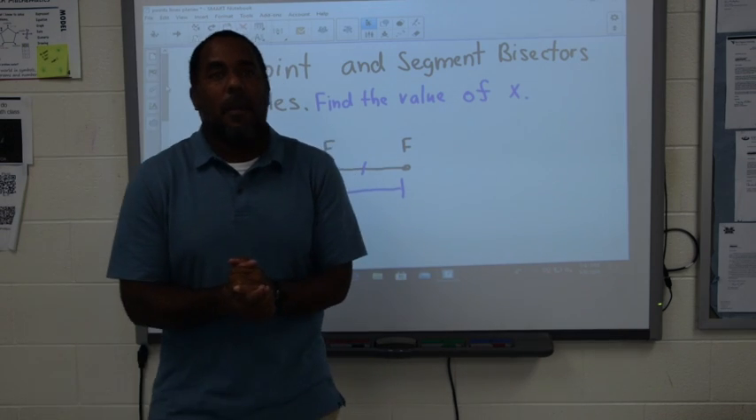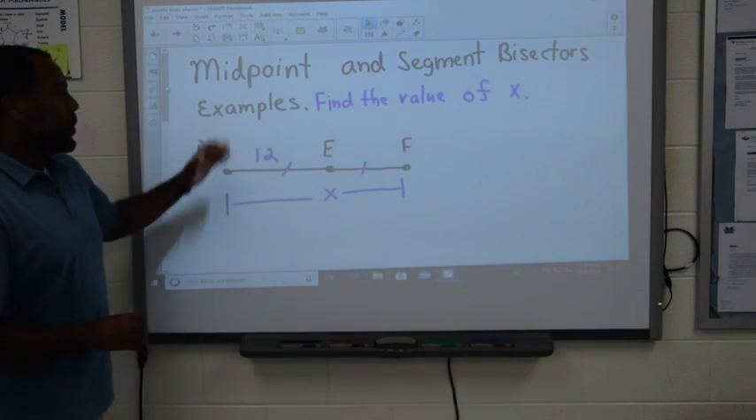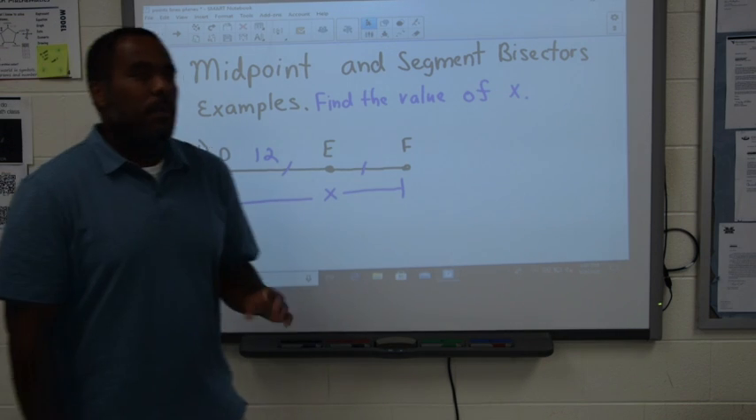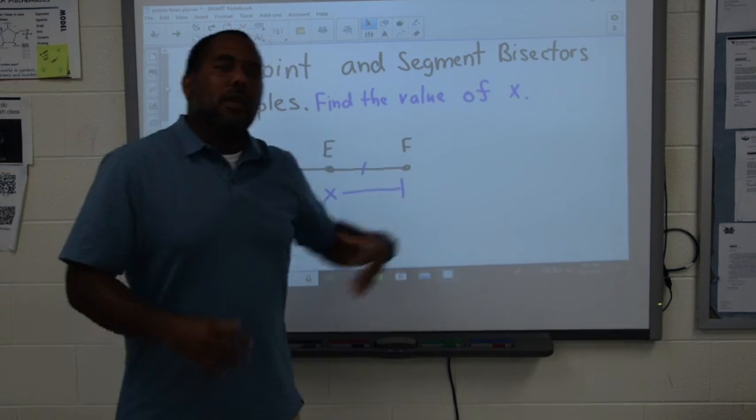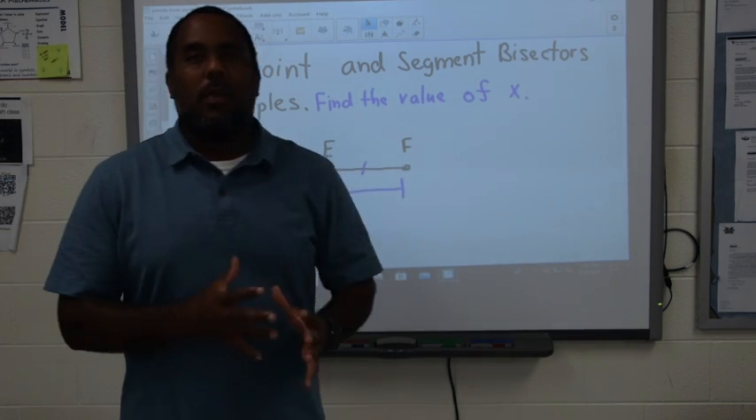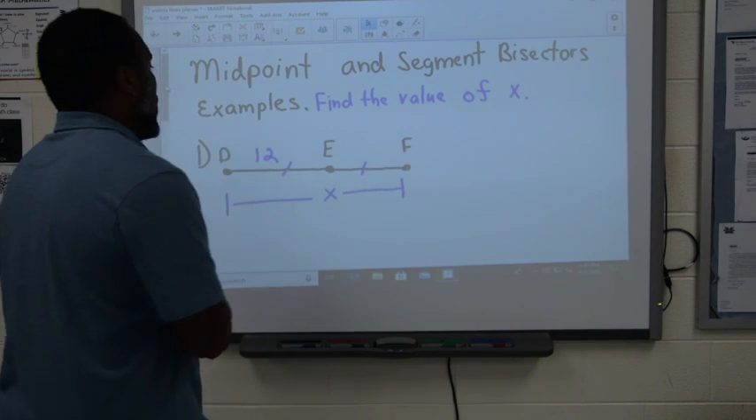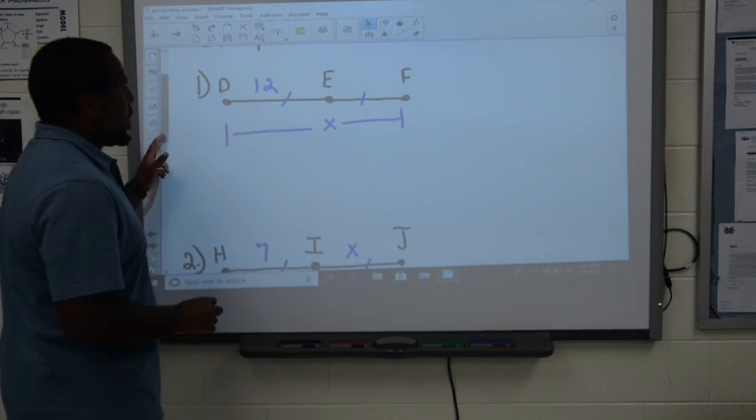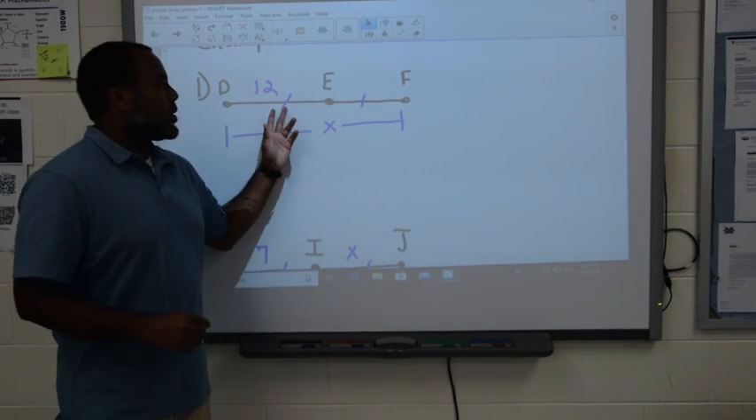Alrighty, so today we're going to look at midpoint and segment bisectors. We're just going to be looking at a couple examples. I believe there's 4 of them. We're just going to be finding the value of x just to get a hold on how all of this works. Okay, so yesterday we spoke about what these things mean.